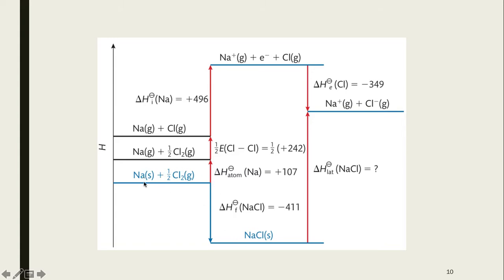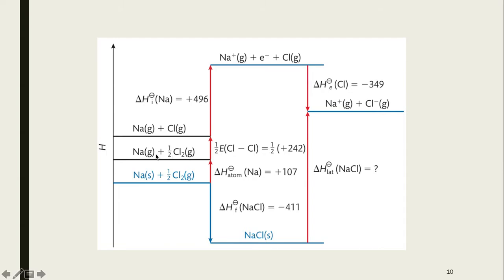So this is what we're starting with, and this is what we're ending with. But remember, this originally was a solid sodium and a gaseous chlorine, and we're making solid sodium chloride. We know that there are steps that need to be taken in order to get from here to here. And those are the steps that we just talked about on the previous slide. So we're going to take those steps and do them one by one. So the first step here is the enthalpy of atomization. That is where we turn solid sodium into gaseous sodium.